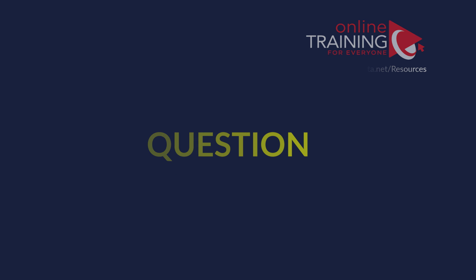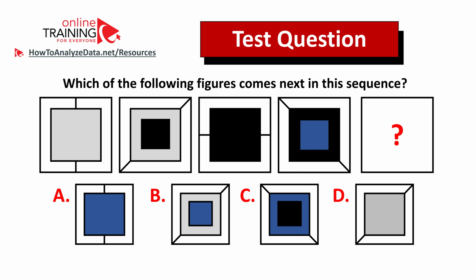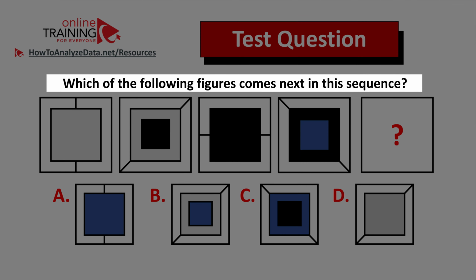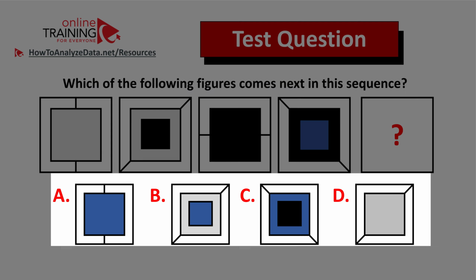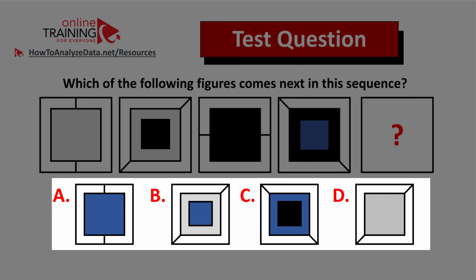Let me share with you a tricky question from the test. I have confidence, though, that you might figure out the answer. Here's the question. Which of the following figures comes next in the sequence? You're presented with a sequence of 5 figures, and figure number 5 is missing. You have 4 different choices to choose from: A, B, C, and D.